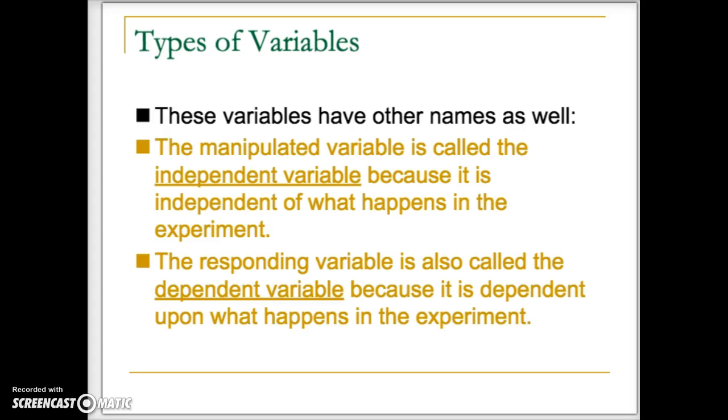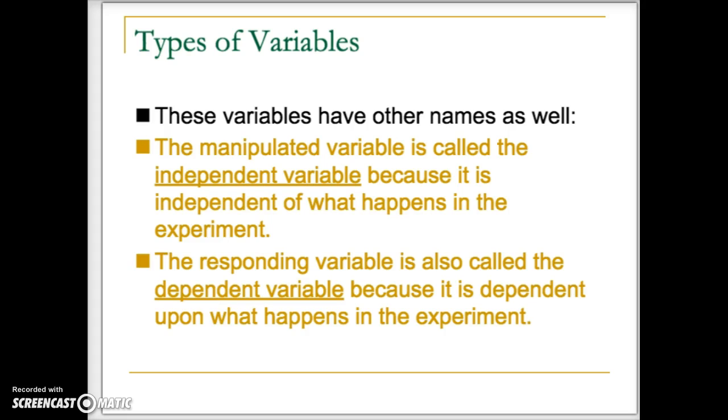Now, you've probably heard these words before: independent variable and dependent variable. These are familiar words for you, but the independent variable is also called the manipulated variable because it is independent of what happens in the experiment. It's the one thing that you have changed, the independent variable. It's independent of what happens in the experiment.